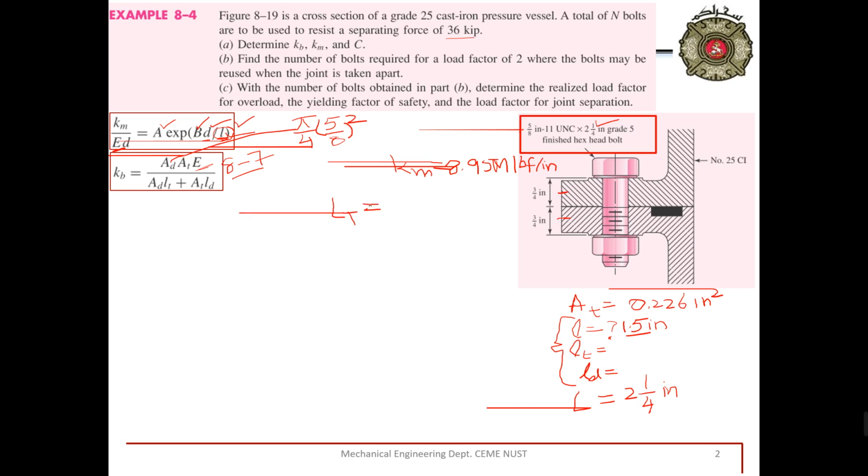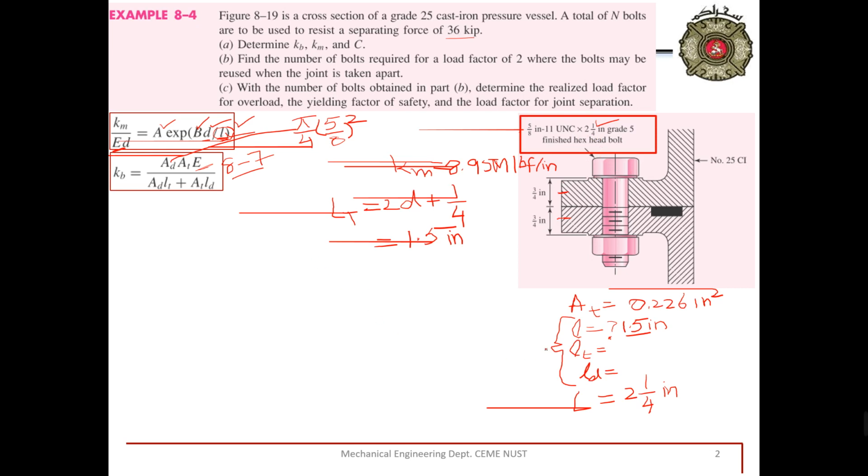Again, we have two equations for bolt length less than 6 and greater than 6. This is 2.25, which is less than 6. So we will use the equation which gives LT equal to 2D plus 1/4. D is 5/8 inch. Adding all the values, you get the length of threaded region equal to 1.5 inch. Total length is 2.25.